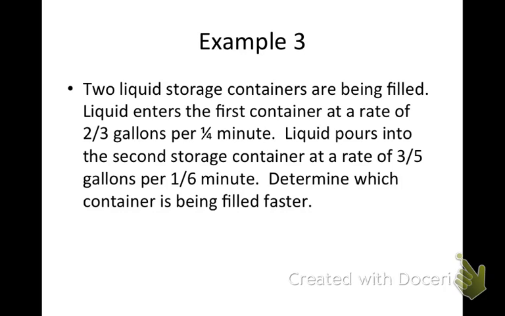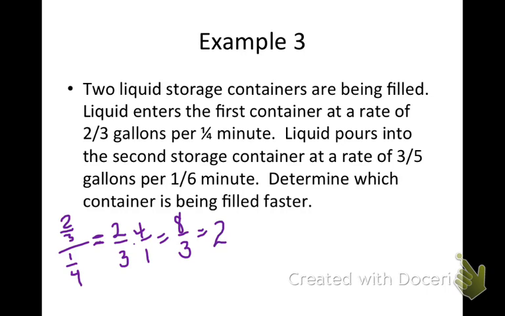So the first container is 2/3 divided by 1/4. We have already done this in our first example with complex fractions. So we have 2 and 2/3 gallons per minute for the first one. For the second one, we have 3/5 of a gallon per 1/6 of a minute.